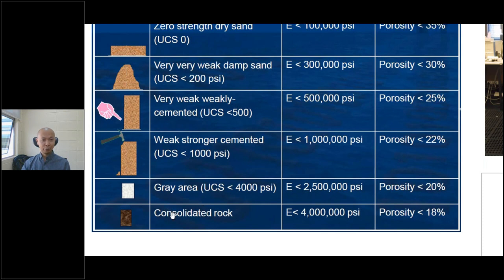If you are dealing with rock with UCS more than 4,000, high chance you are not going to produce sand. So in this case, we can live without sand control. If you know that the rock has UCS less than 1,000, then a high chance that you are going to produce sand. So we might as well design our well with sand control. The tricky, challenging part is if you're dealing with something in the gray area. That makes things more interesting.